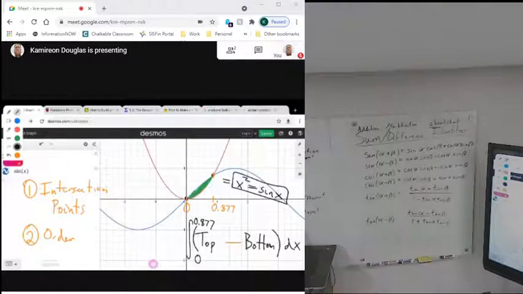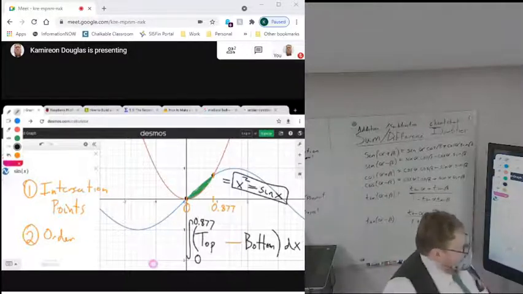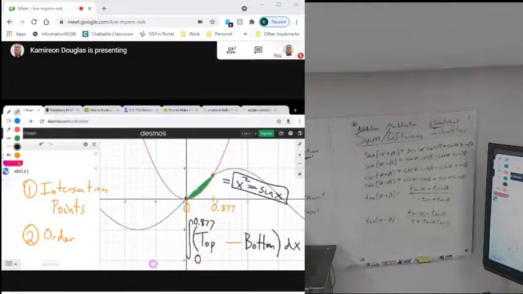Alternatively, if you're not sure, plug in a number in between them and see which one's higher. Plug in a half into these two functions, because again, we have to know which one's on top. If I plug in a half and the sine function is bigger, then that's the top. If the x squared function is bigger, then that's going to be the top. So, the intersection points and the order. Once we have these two things, now we just integrate like we've been doing all semester.